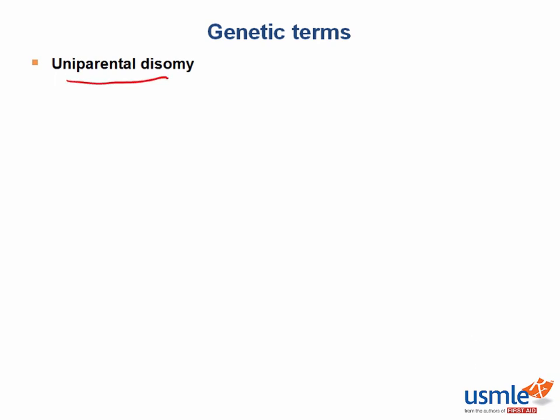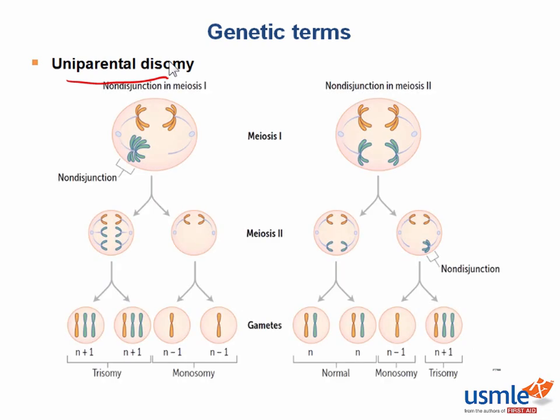Our last term is uniparental disomy, which can happen when an offspring receives two copies of a chromosome from one parent and no copies from the other parent. There are two types, heterodisomy and isodisomy. Heterodisomy is caused by non-disjunction in meiosis I, and isodisomy is caused by non-disjunction in meiosis II. So what's the difference in the final gamete?